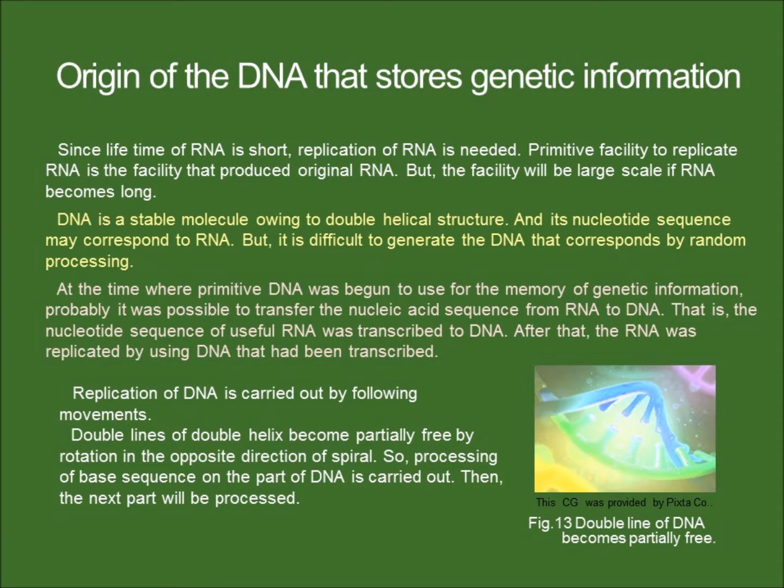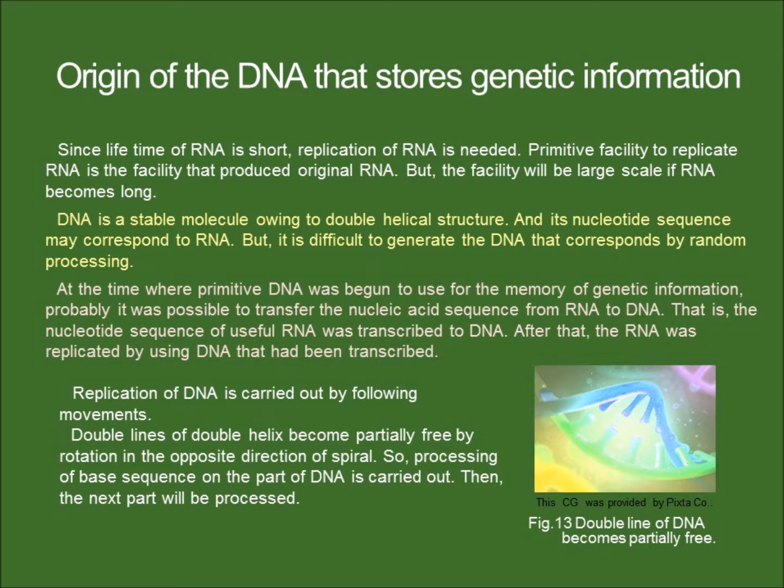Origin of the deoxyribonucleic acid that stores genetic information. Since the lifetime of ribonucleic acid is short, replication of the ribonucleic acid is needed. The primitive facility to replicate ribonucleic acid is the facility that produced the original ribonucleic acid. But the facility will be large-scale if ribonucleic acid becomes long. Deoxyribonucleic acid is a stable molecule owing to its double helical structure, and its nucleotide sequence may correspond to ribonucleic acid. But it is difficult to generate the corresponding deoxyribonucleic acid by random processing.